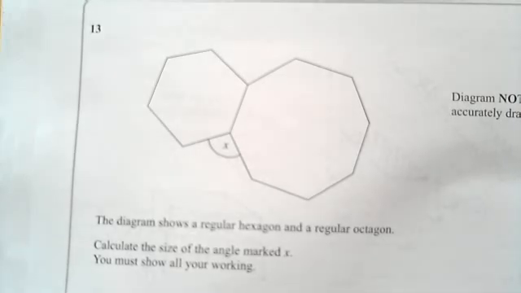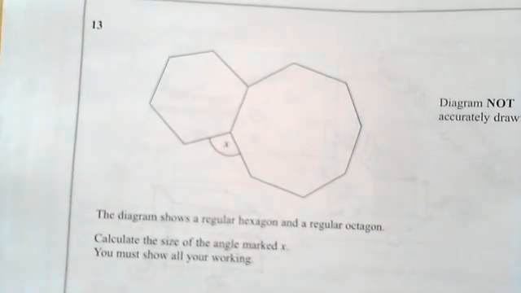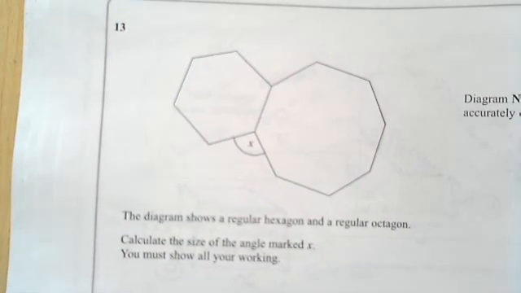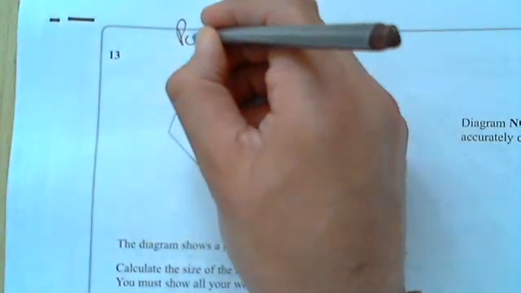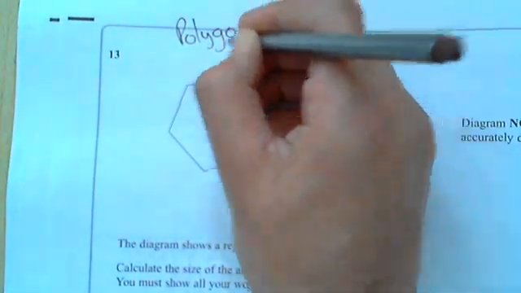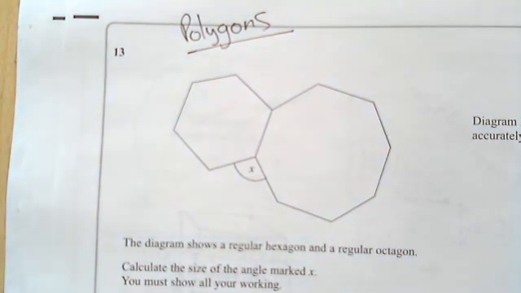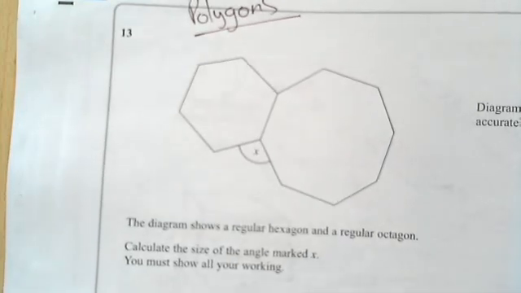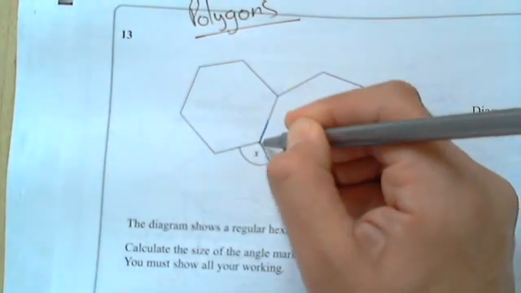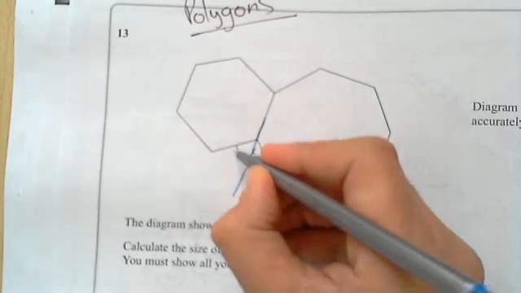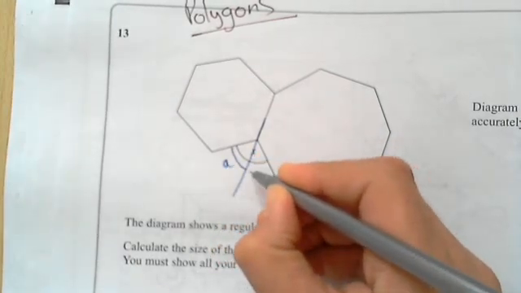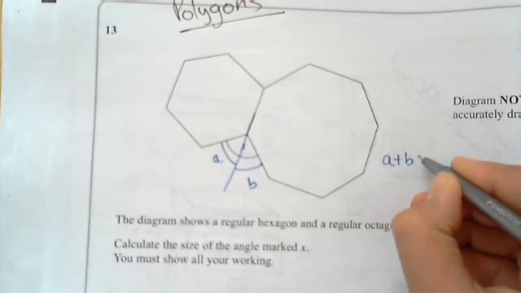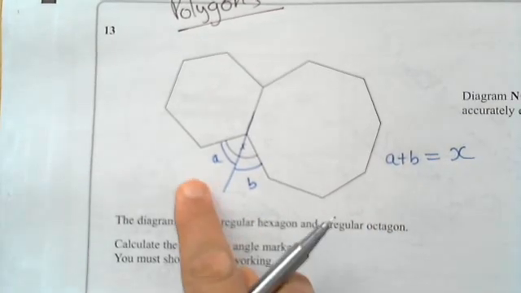Okay, question number 13. The diagram shows a regular hexagon and a regular octagon, and this is our work on polygons. Now, what we need to do, simply, is first of all split this angle x into two parts. I'm going to call this A, call this B. So we can say easily A add B is equal to x.